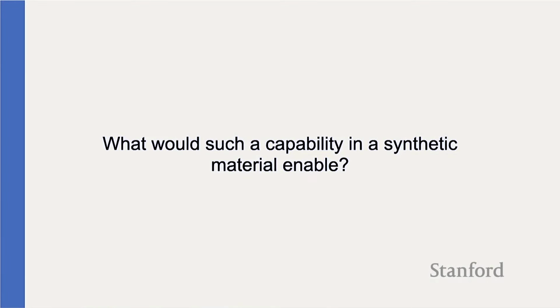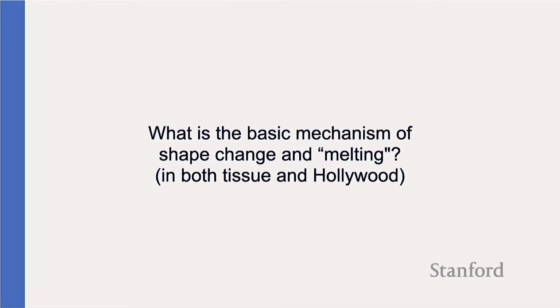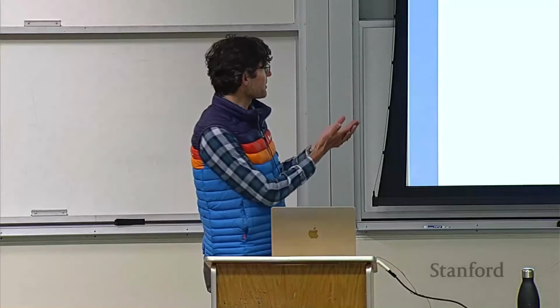And the thing we wanted to ask was, what would happen if we could do a synthetic variant of this? And so the question is, how do you actually make that into a real robot? Can you do something like this in a real robot? And what's the basic mechanism? So we wanted to ask, what is going on to enable this type of shape change, this kind of melting behavior?